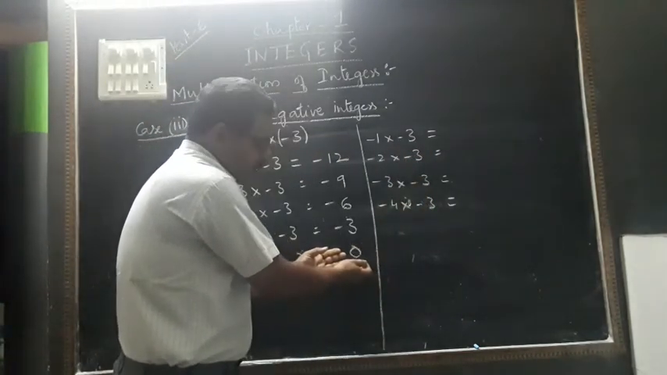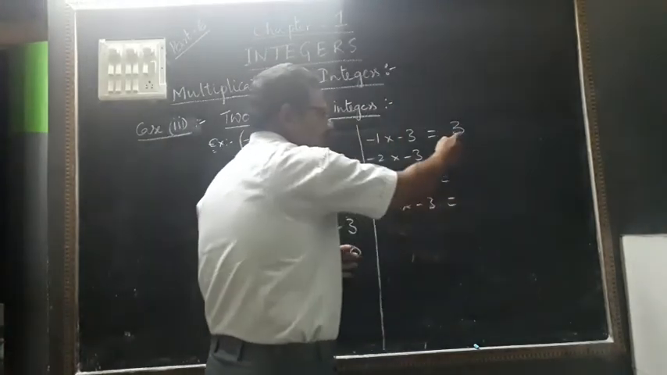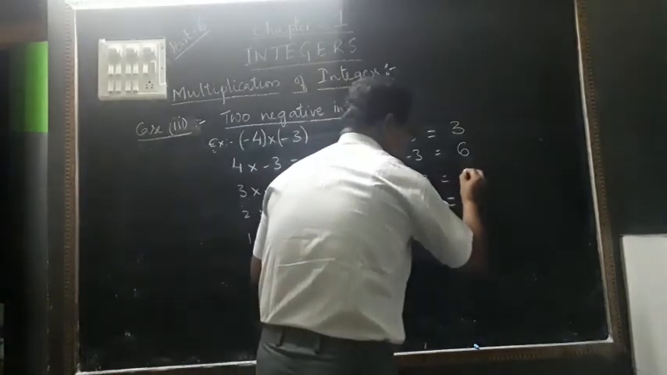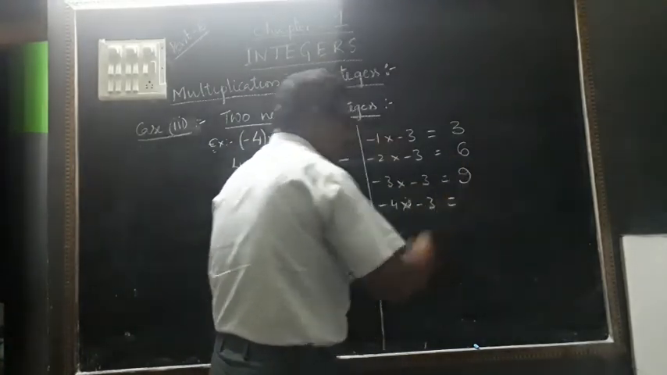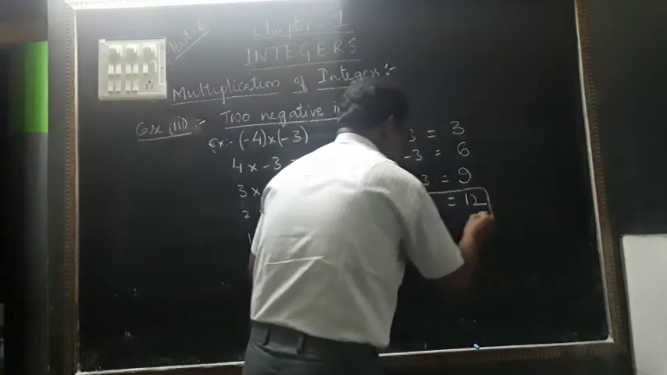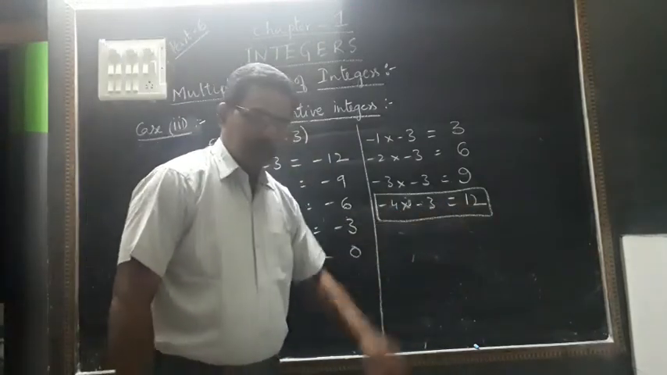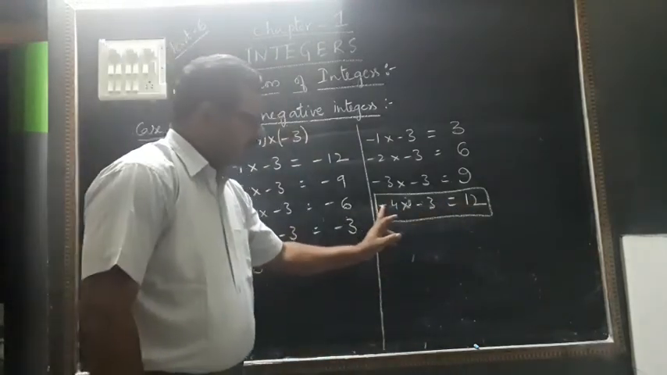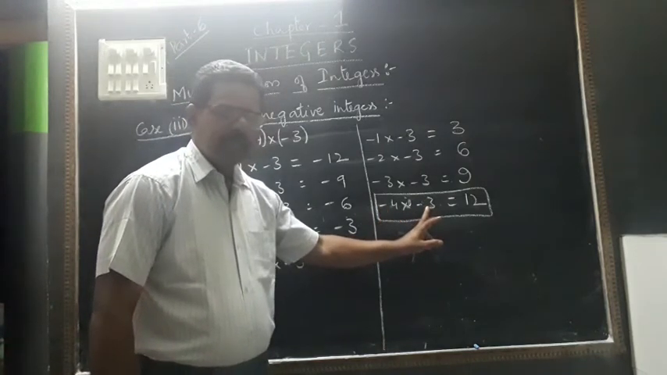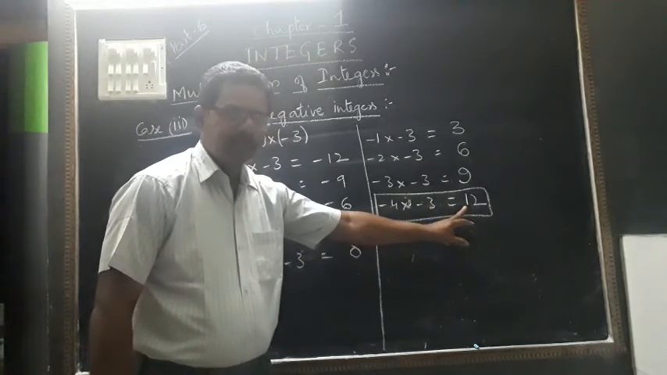After 0, if you add 3 to this 0, you get 3. If you add another 3 to this, you get 6. If you add another 3 to this 6, you get 9. If you add another 3 to this 9, you get 12. So finally we can understand minus 4 into minus 3 is equal to 12. That means minus 4 is a negative integer and minus 3 is a negative integer. If you multiply these two, you are getting a positive integer.